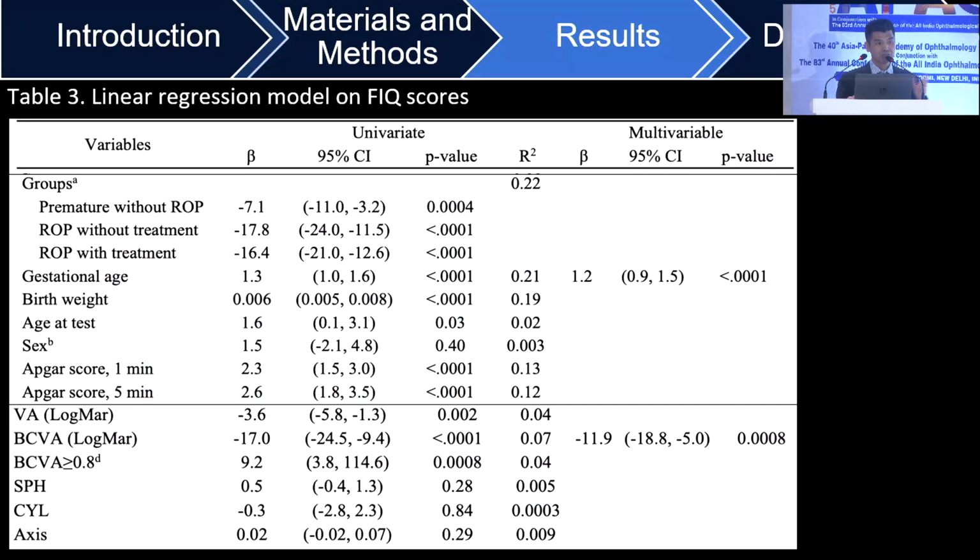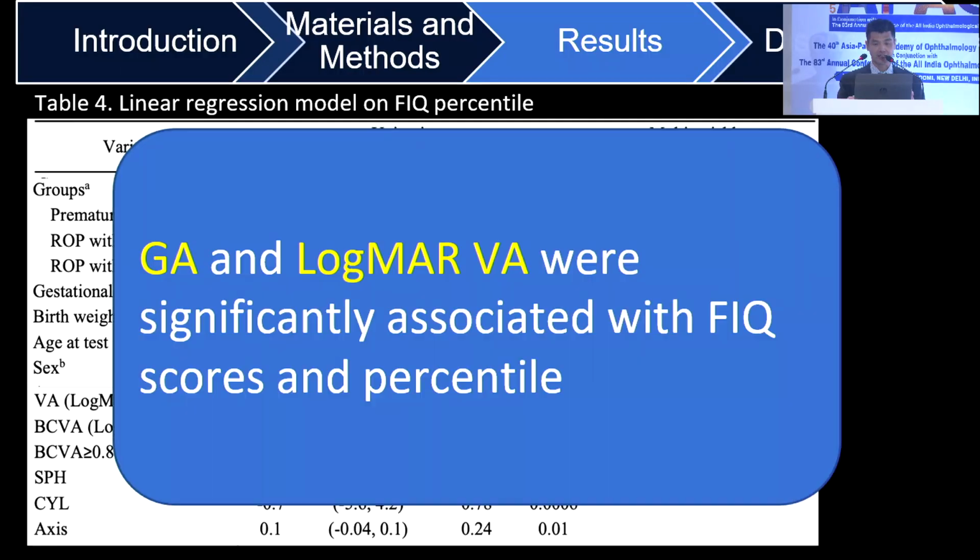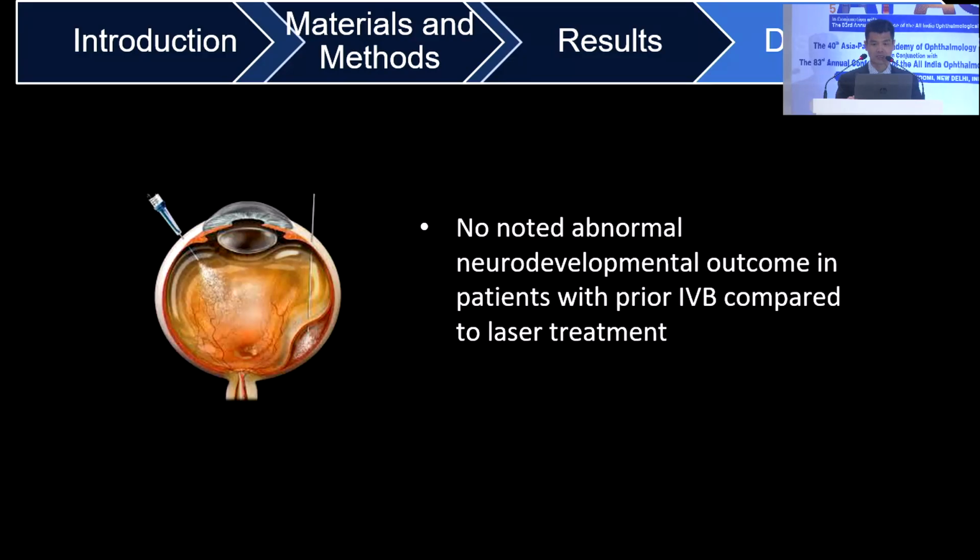And then we did a linear regression model, and only two factors came out. Low gestational age and lower vision were associated with a lower neurodevelopment score. In the percentile, similar findings were noted. Only low GA and poor vision were associated with the FIQ score. So basically, we did not find a worse neurodevelopmental outcome in patients with prior bevacizumab treatment compared to laser.